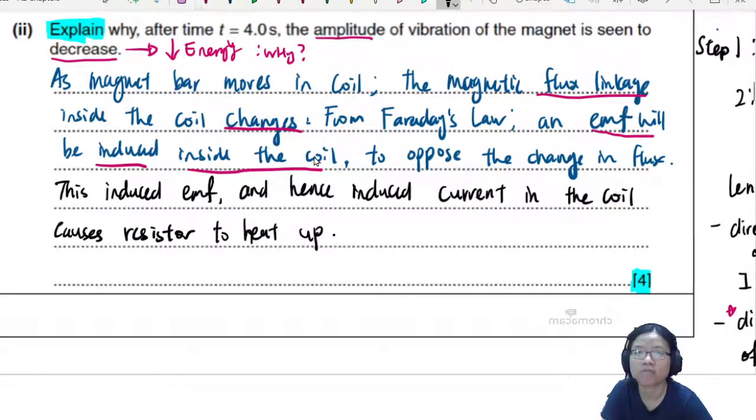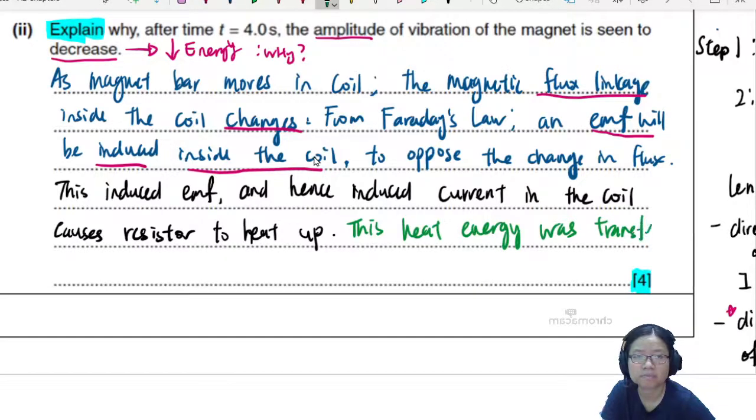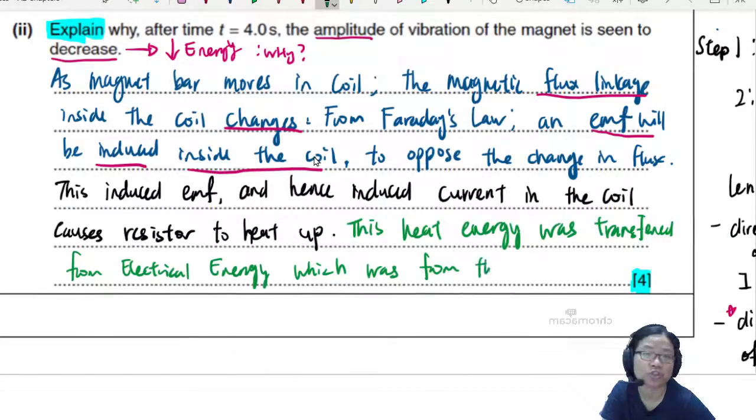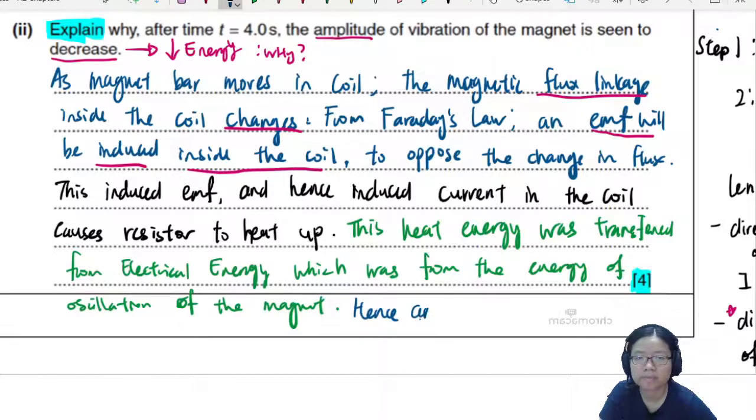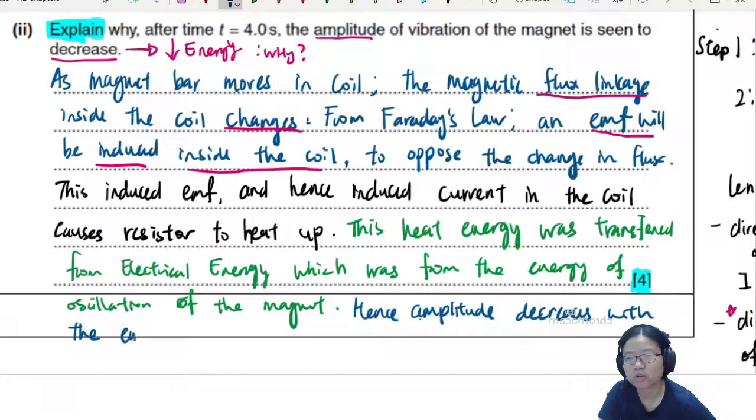Okay, and finally, you talk about the energy conversion to heat. So this heat energy was transferred from the electrical energy, which was from the energy of oscillation of the magnet. Okay, and then you can say something along the line where hence amplitude decreases with the energy of oscillation.